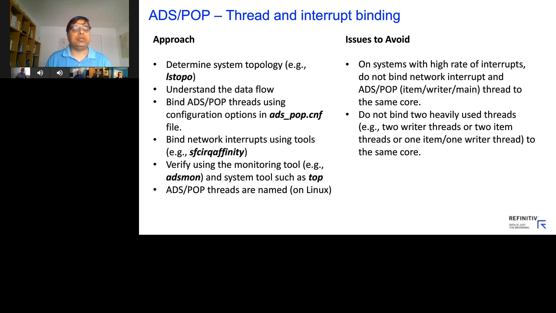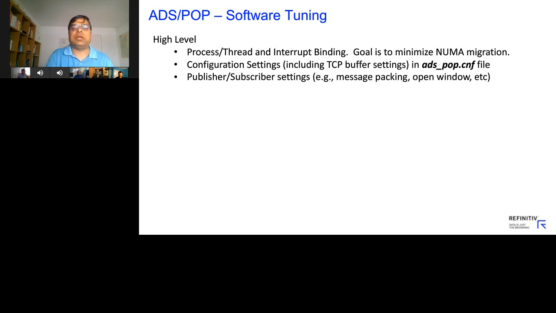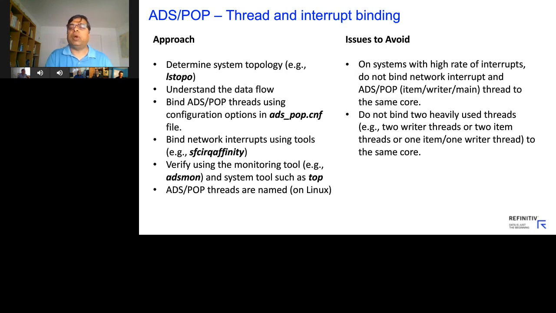So that can be used to do the interrupt binding. And then we can use top because we have the thread naming with Linux to see where things are bound. And then at startup, things are logged to see where things are bound. And you can also use ADS-Mon. But if you make any dynamic changes, obviously ADS-Mon is not going to pick that up. So top will be the way to go.